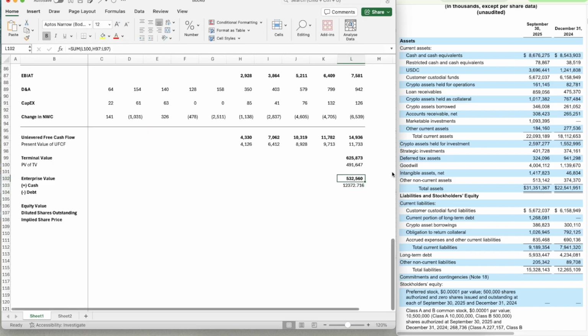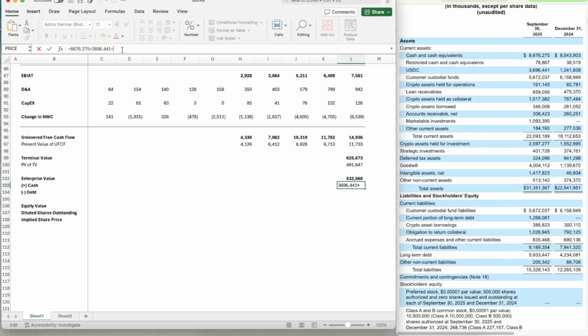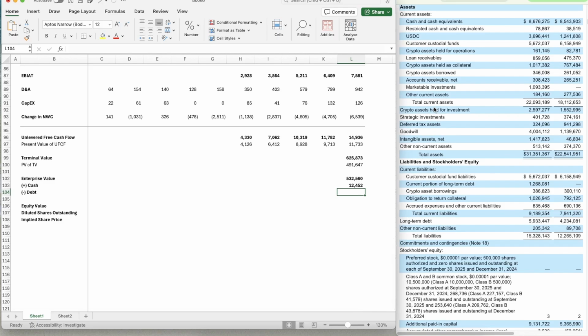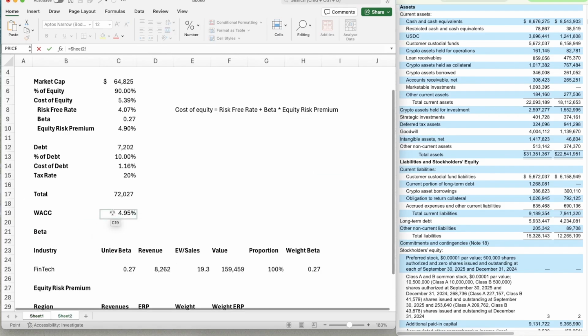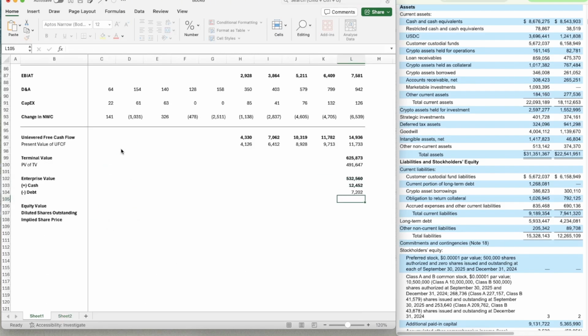We won't use restricted, because I imagine that means even though it's in the current assets, it's... actually, we can put that in as well. Let's do that, 78.867. Then the debt, we know the debt because we calculated it for the WACC. Equity value is your enterprise value plus your cash minus your debt.